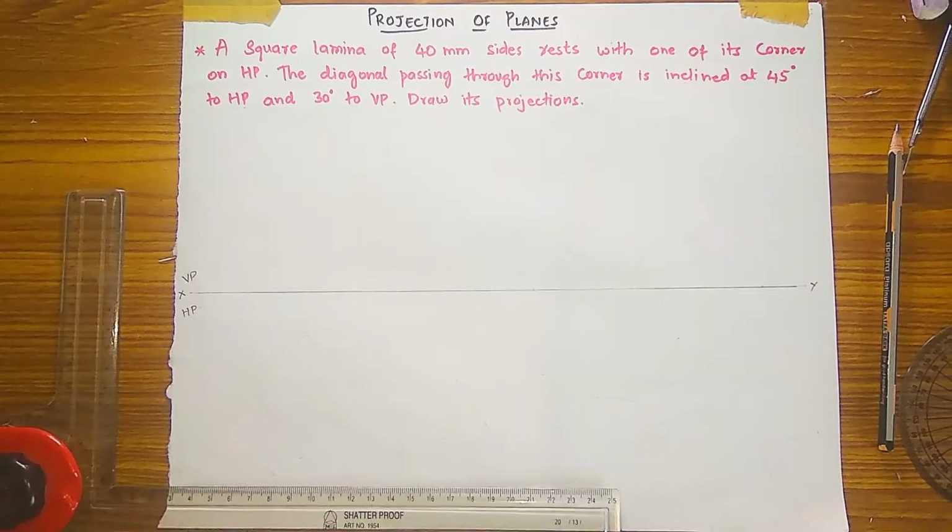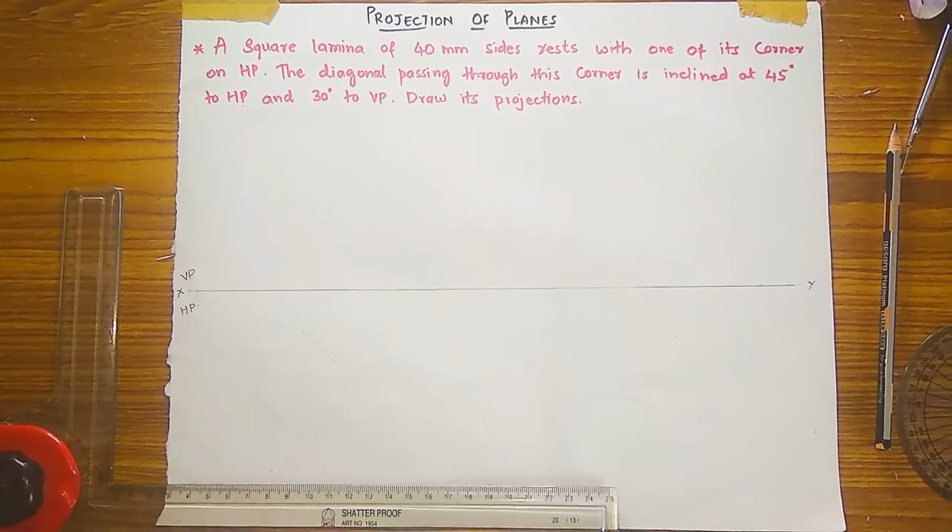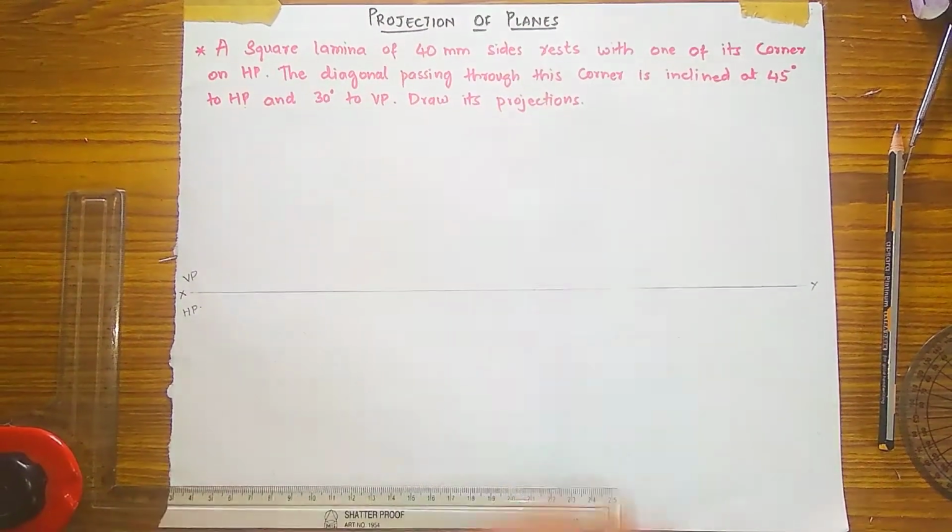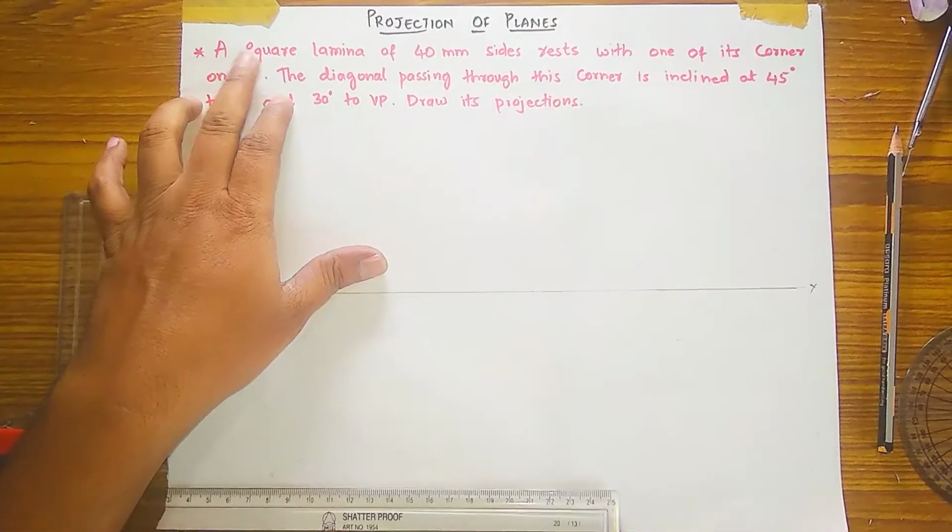Today I am going to explain the problem of projection of planes chapter, problem number 5, a square lamina.